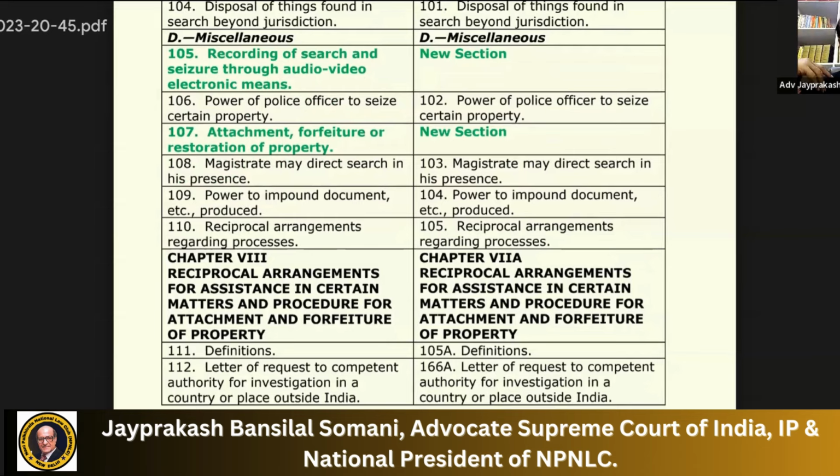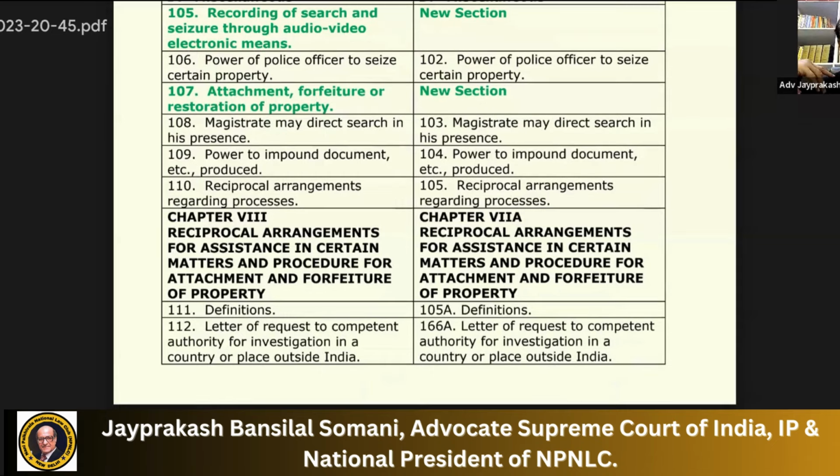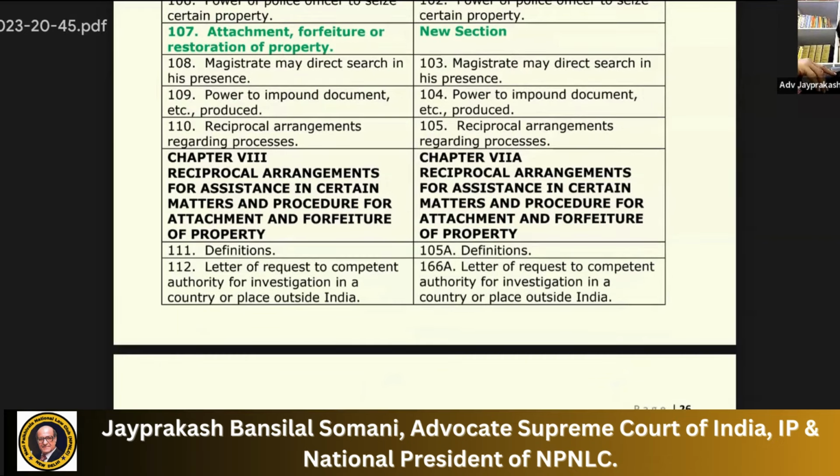See, this section is new in BNSS 107, attachment, forfeiture or restoration of property. Section 108 of BNSS, magistrate may direct search in his presence. Its corresponding section was in CrPC 103. BNSS section 109, power to impound document etc. produced. Its corresponding section was in CrPC 104.